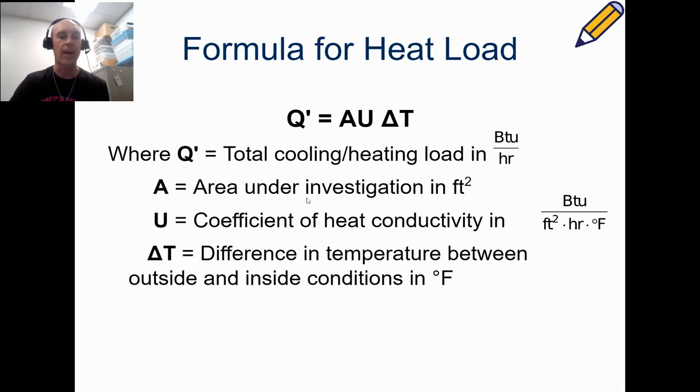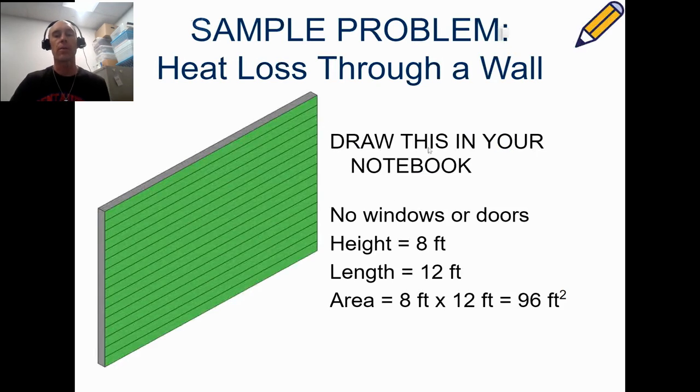A is the area of the wall or the area of the roof or whatever. And delta T, that's the difference in temperature between outside and what you want it to be inside. What's your ideal internal temperature? So here would be an example. You're going to draw this in your notebook as I walk you through this.